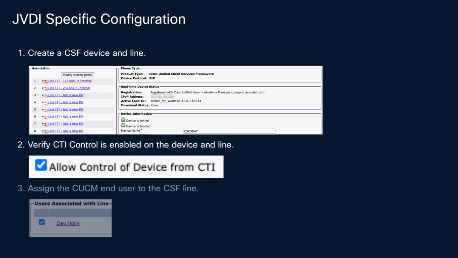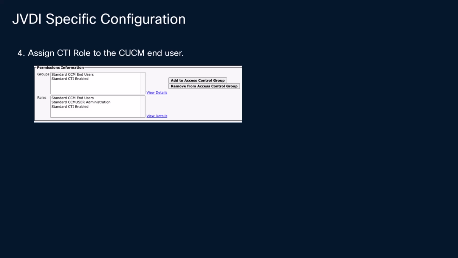While verifying the CTI permissions on the CSF line configuration, we should also verify that the CUCM end user has been associated to the device's primary line. After verifying the CSF and line configuration, we move to the CUCM end user configuration. Start by assigning the standard CTI enabled role to the JVDI CUCM end user.